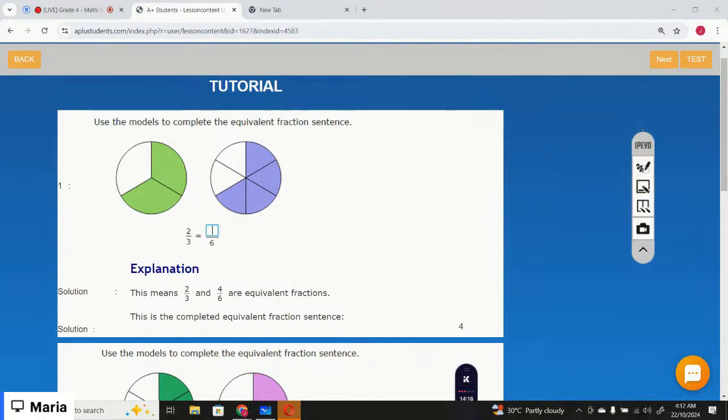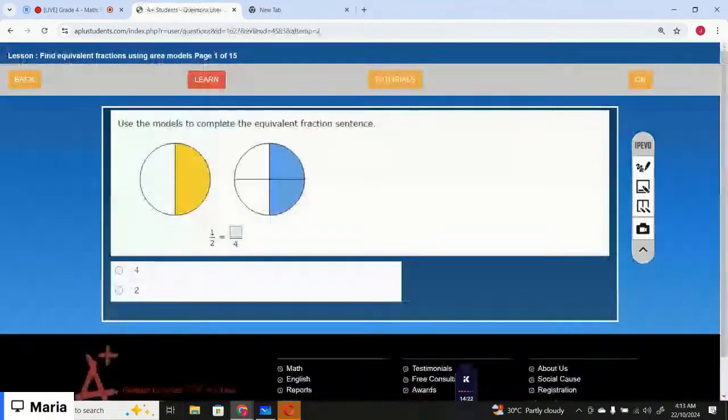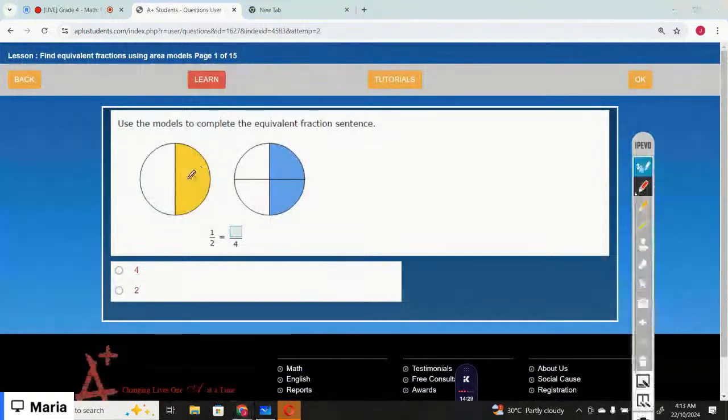Okay, let's just start with the test questions. Use the models to complete the equivalent fraction sentence. So just look at the models. For the first one, you have a total of two portions. One of them is colored, so you can write it as 1 by 2. Got it?